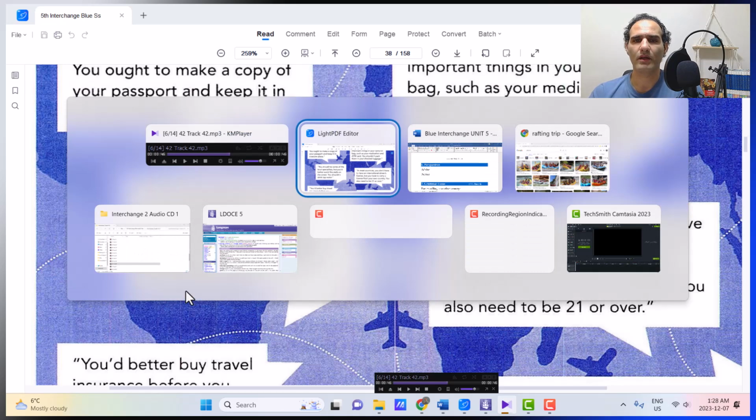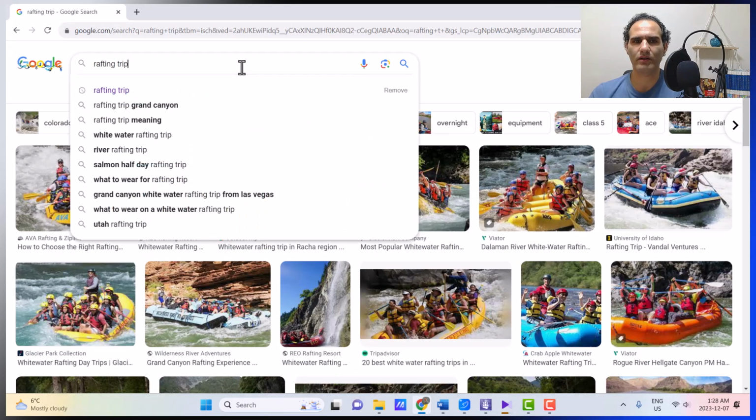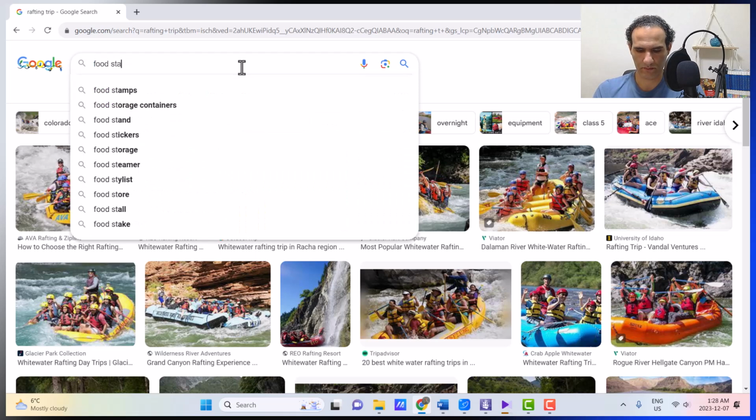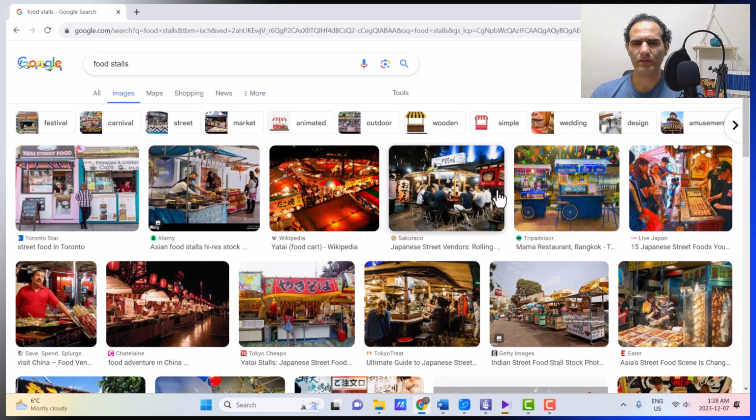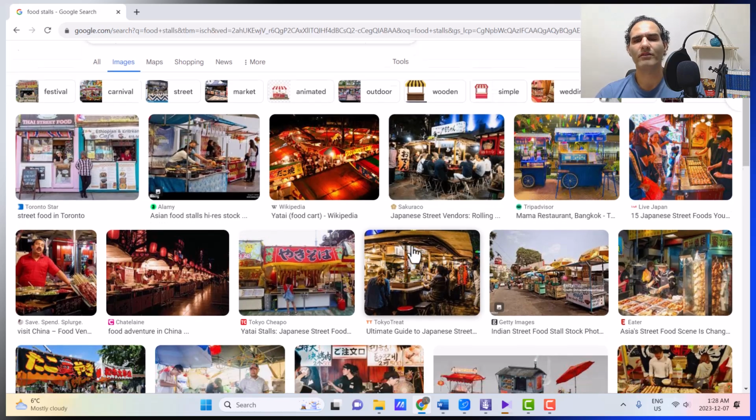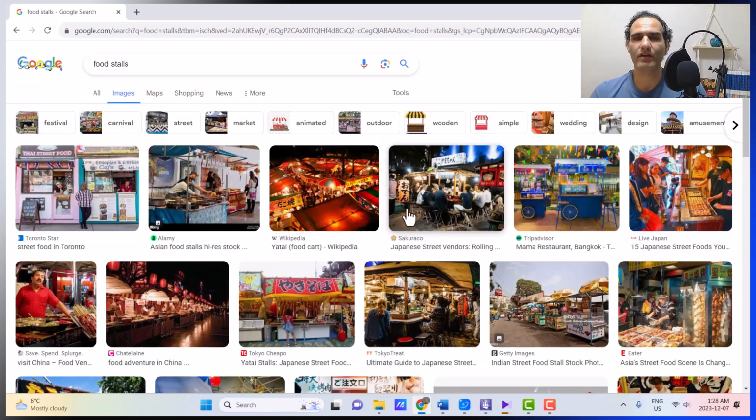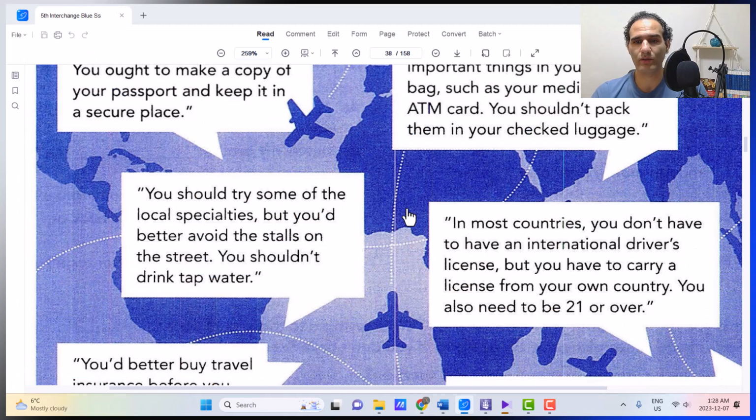You see? Food stalls on the street are like... So, these are food stalls on the street. Maybe some of them are not hygienic enough. Maybe they are not clean enough. So, that's why the book is suggesting. I myself try to go with them because after all, you go somewhere, you need to taste that place. It won't kill you. That's my idea. But you're more than welcome to go by your own idea, yeah?